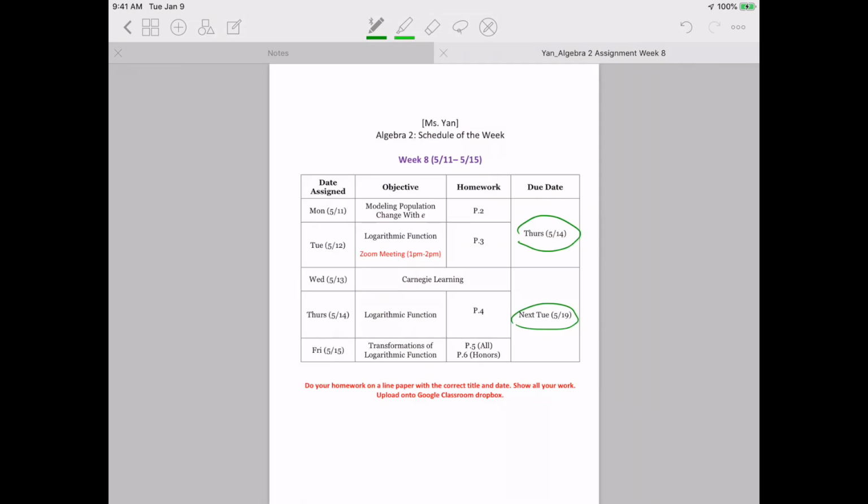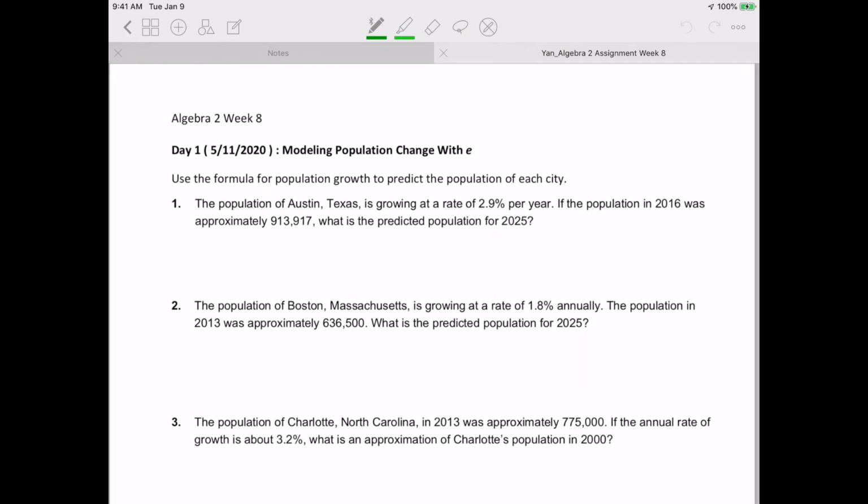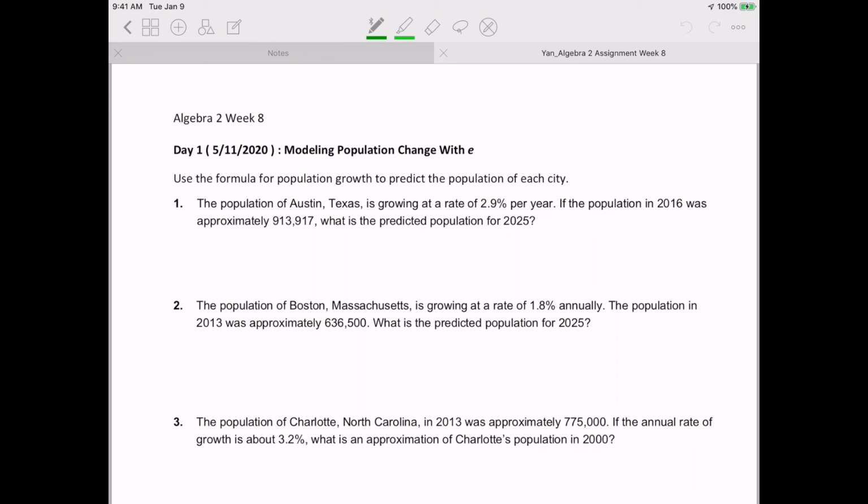Okay, let's look at our homework. So our homework is page 2, and you got 6 questions. So I will do one of them for you. I will do number 1. Okay, so it says the population of Austin, Texas is growing at a rate of 2.9%. If the population in 2016 was about 913,917, what is the predicted population in the year 2025?